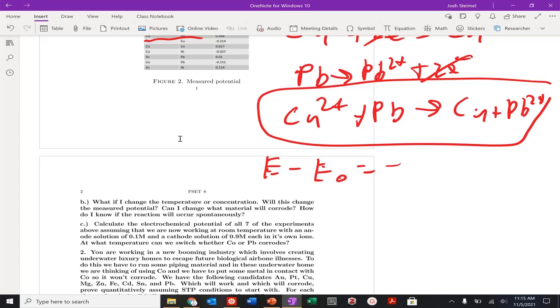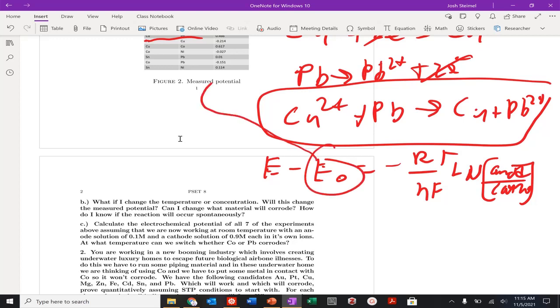So it's going to be minus RT over NF, the natural log, again, of my products, which is my Pb, so basically my anode over my cathode. So the concentration of, again, the activity. So the molar concentration. So if this is 1, if they're equal to one another, log of 1 is 0, and E is equal to E naught.